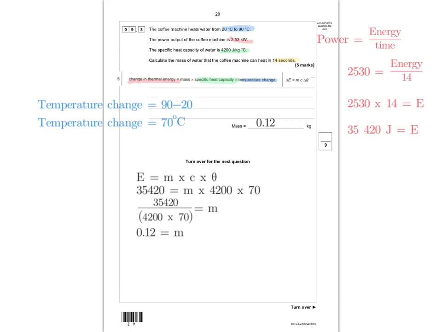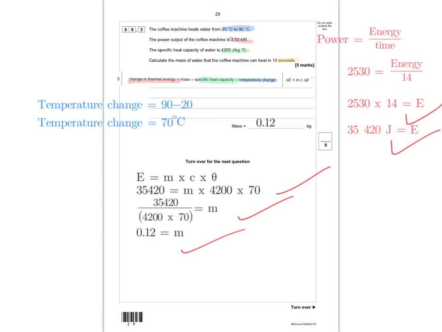In terms of marks for this question, you get 1 mark for substituting the values into the energy equation, and you get another mark for getting the correct value for energy. You then get a mark for substituting those numbers into the specific heat capacity equation. You get 1 mark for rearranging that, and you get a final mark for working out the correct answer of 0.12 kilograms. That's how you get 5 marks for this question.